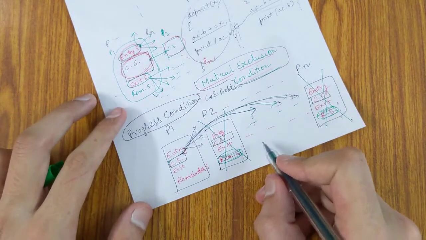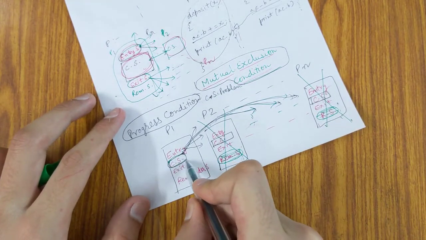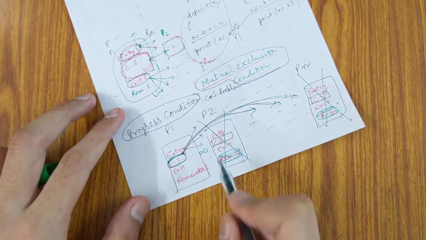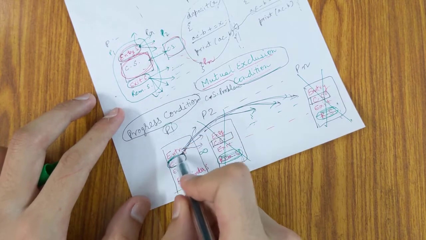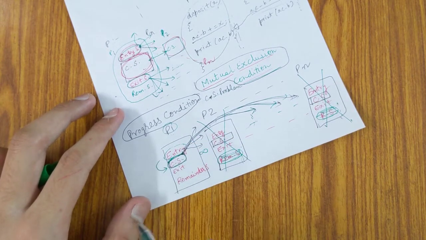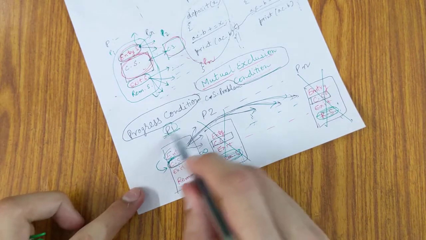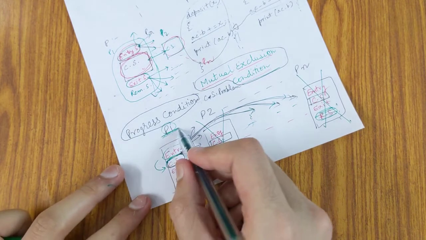The other thing is the decision should come out in some time, because it should not take infinite time, because if it takes infinite time, then this process will be stuck. This process will be stuck at the entry section. It will never be able to enter its critical section. So we don't want this process to get stuck.